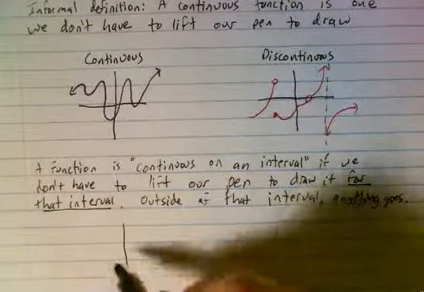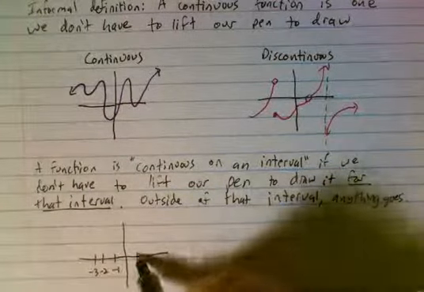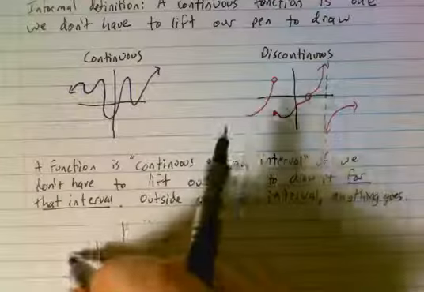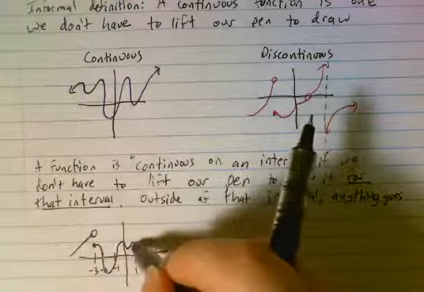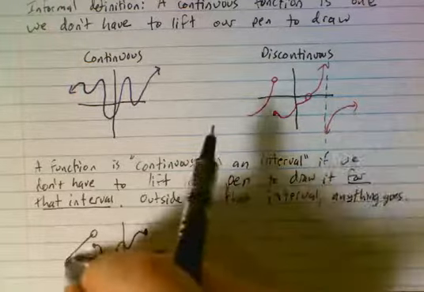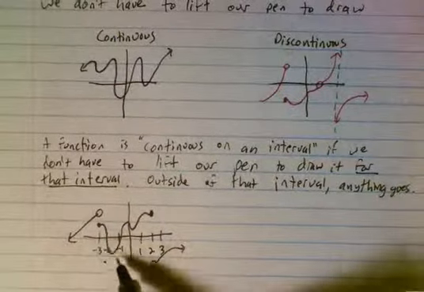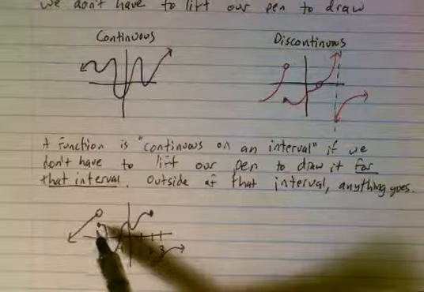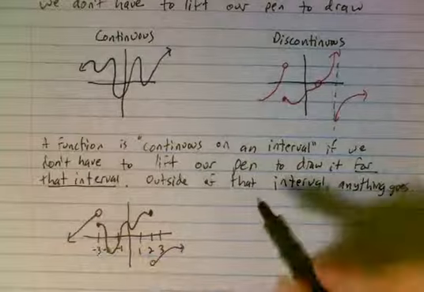So for example, if we had something like this, let's say 1, 2, -3, -2, -1, we could say that this function is continuous on the interval from -3 to 3 because I didn't have to lift my pen there. To go from -3 over here, I did have to lift my pen. At 2, I had to lift my pen, but from -3 to 2, I didn't have to.